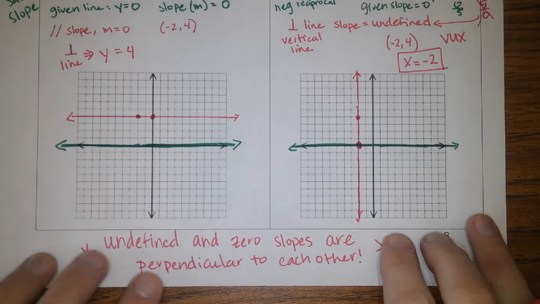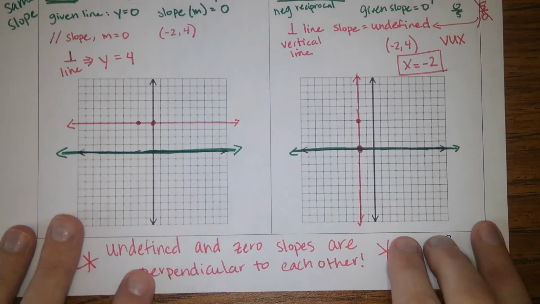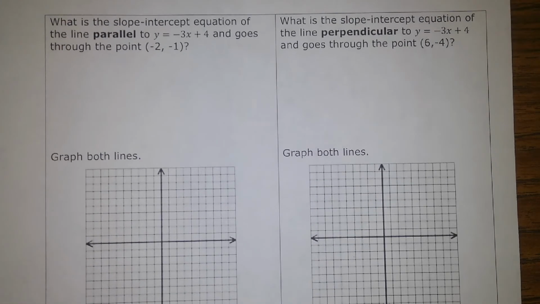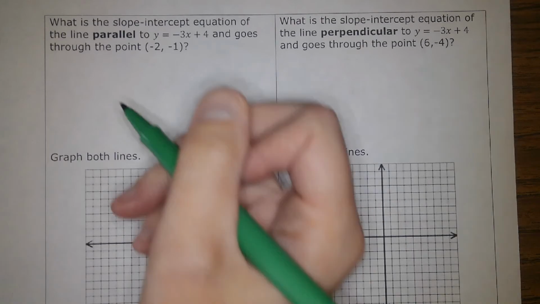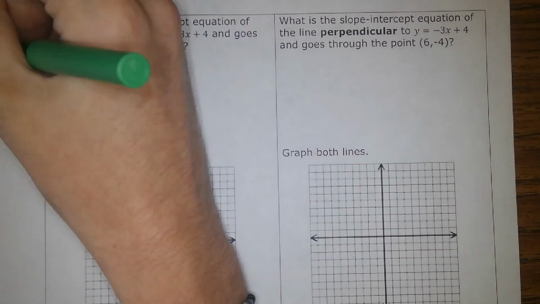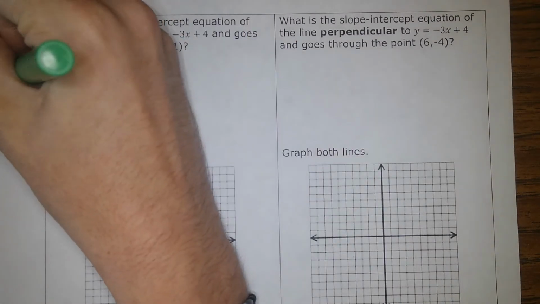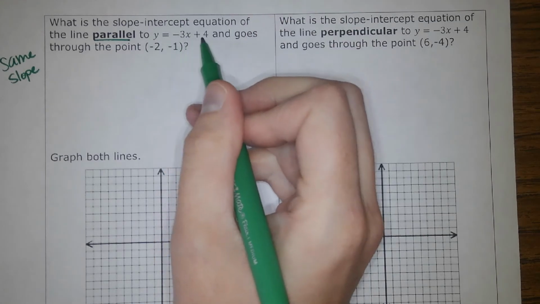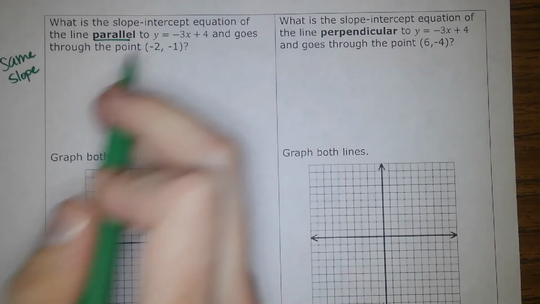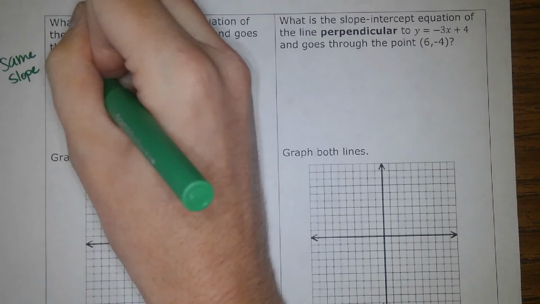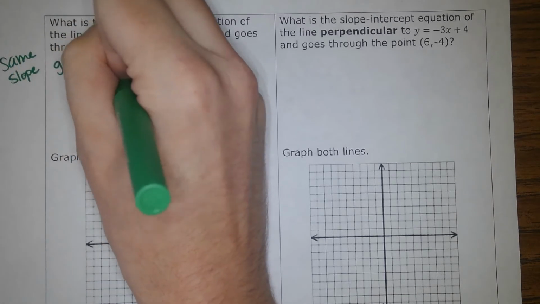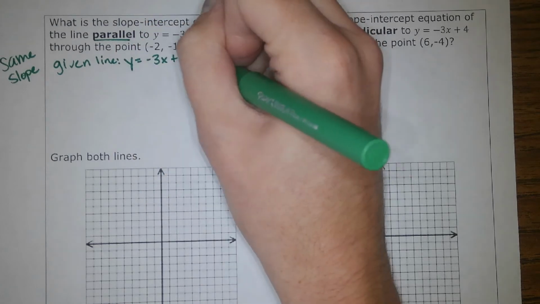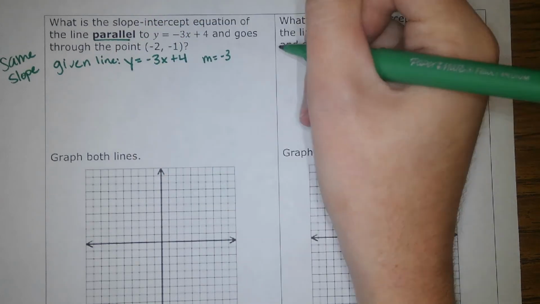All right? So now, what is the slope-intercept equation of the line parallel? Okay, so when we see parallel, we think, all right, same slope, to y equals negative 3x plus 4, and goes through this point. So I'm going to write my given line. That's y equals negative 3x plus 4. So my slope is negative 3, and my y-intercept is positive 4.